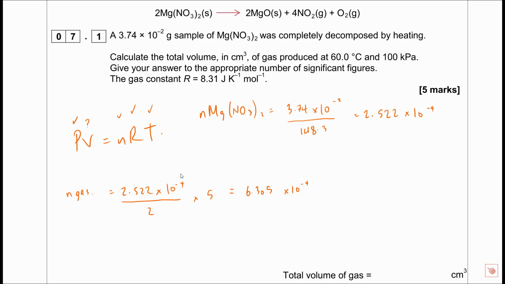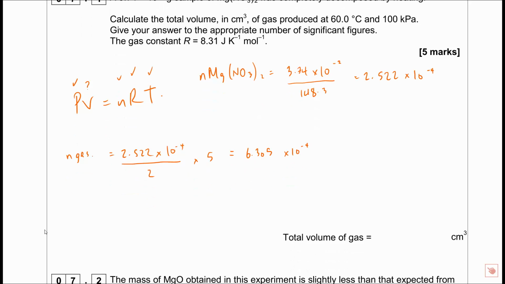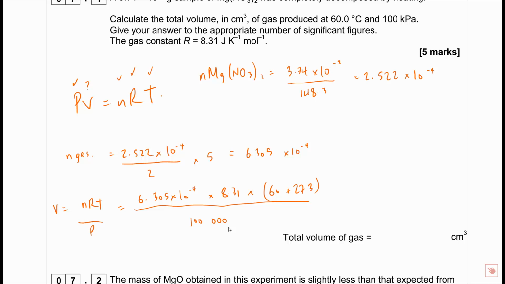So we've got our moles now, so we can finally put this in. V is equal to nRT over P. 6.305 times 10 to the minus 4. R is always 8.31. T is 60 add 273. Remember, it needs to be in Kelvin. It's given us 60 degrees Celsius. P is 100,000. And actually, that's all you need to do.